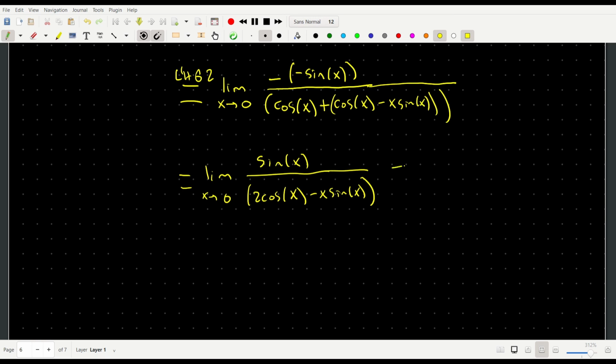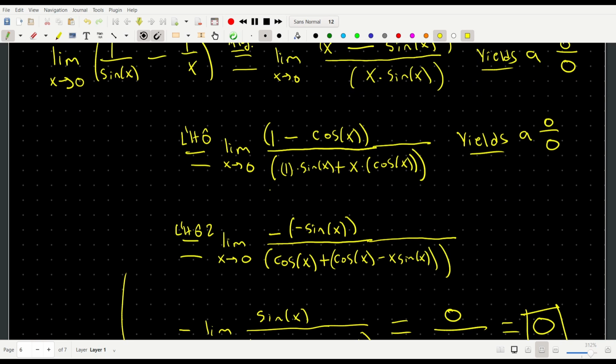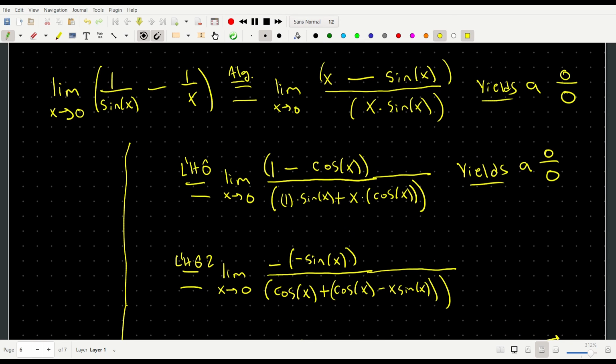And you can immediately see that this limit exists because sine of 0 is 0. And when I plug in 0 to the denominator, I get 2 times cosine of 0, which is 2, minus 0. So the limit that we started with is in fact equal to 0.